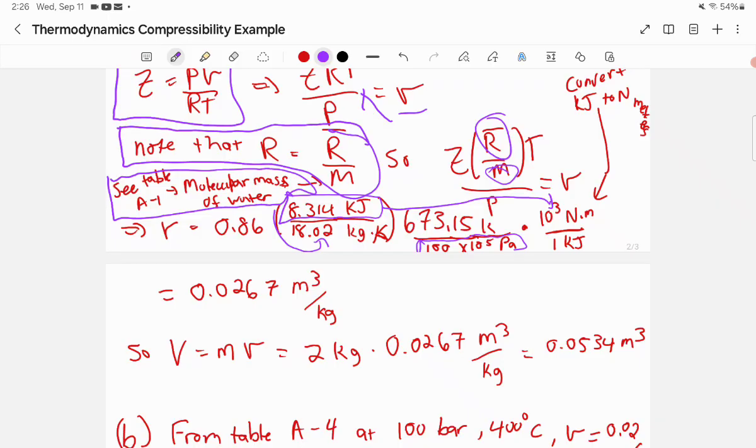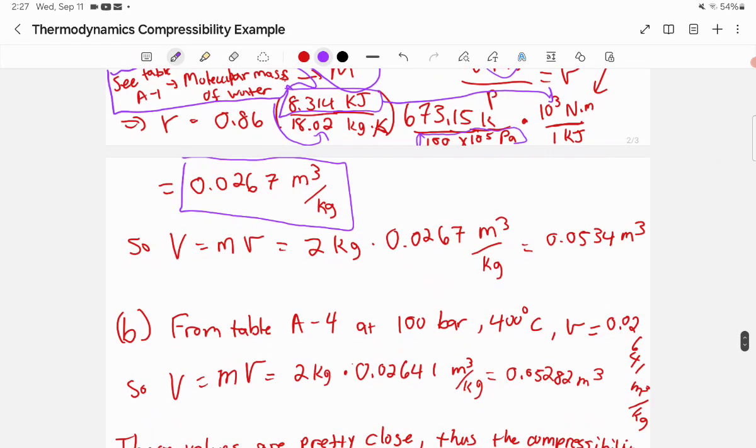So once you've gotten these all converted to their proper forms, the proper scale, we multiply it out. So we have 0.86 times 0.8314, divided by 18.02, times 673.15, divided by 100 times 10 to the fifth, and then multiplied by 10 to the third. And if you do that, what you should find is that you get 0.0267 cubic meters per kilogram.